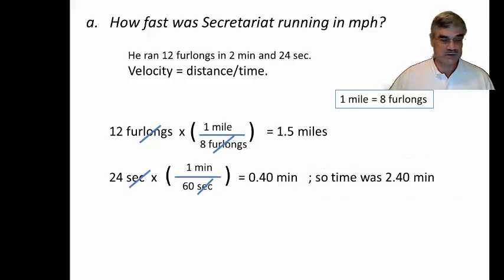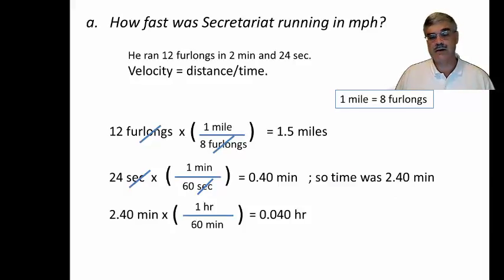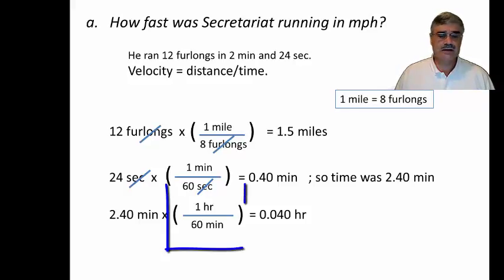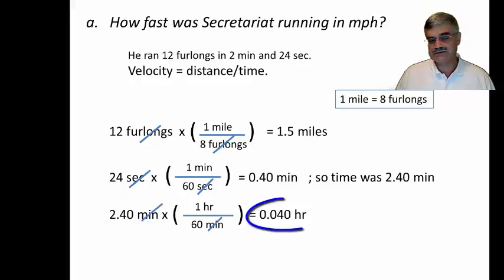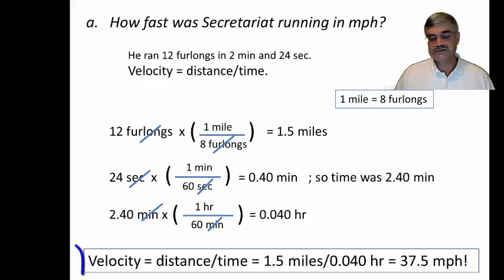But that's still not hours. So what do we have to do? We have to convert minutes to hours. We do that in the same way using another one of these conversion factors. 1 hour is equal to 60 minutes. Again, we all know this. So we set this up to multiply 2.40 minutes times the factor of 1 hour over 60 minutes so that the minutes cancel, and we get the answer in hours, 0.040 hours. Turns out to be a nice, convenient number. 0.040 hours. So to calculate speed or velocity, velocity is equal to distance per time.